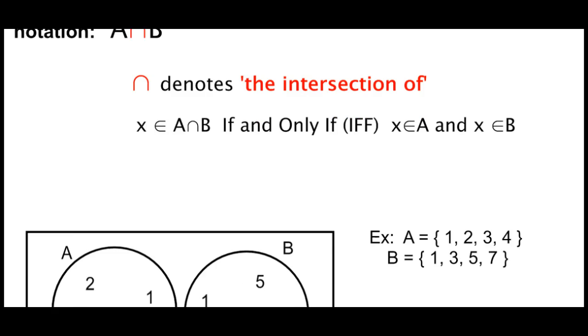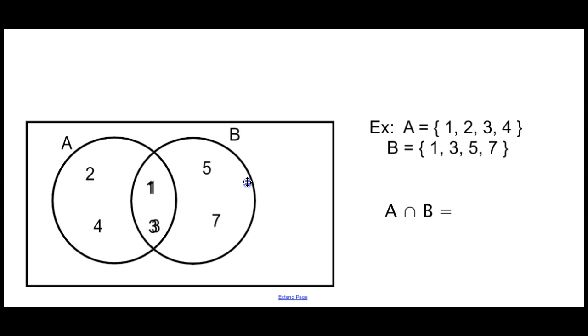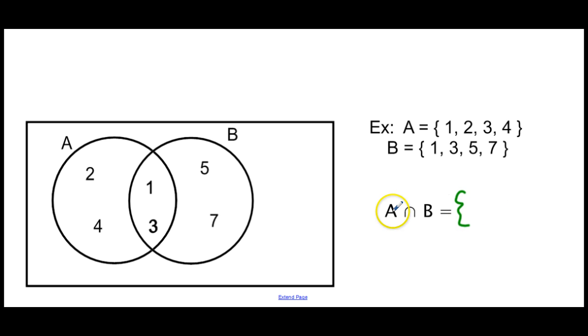So let's look at an example right here. We have the set A is 1, 2, 3, 4, so I put that here. The set B is 1, 3, 5, 7, and I put that here. A intersect B is whatever they have in common, and if I were to move these Venn diagrams together, the only things they have in common are 1 and 3. So the only things in A intersect B are 1, 3, and that's it.